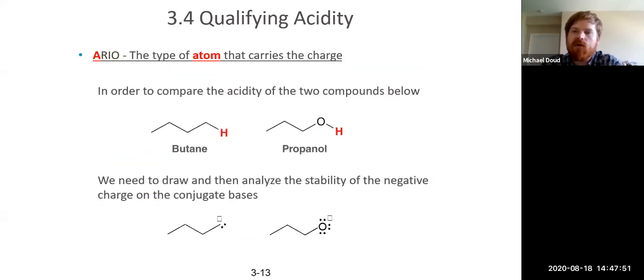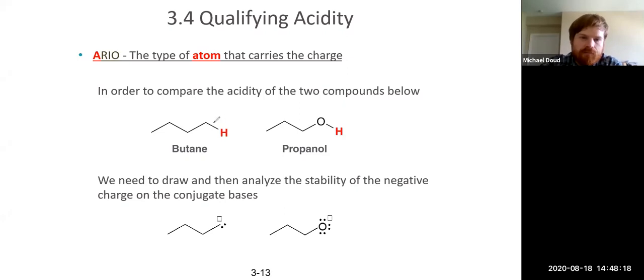Okay, starting from A, the atom that carries the charge. So if we evaluate the acidity of butane versus the acidity of propanol, the first thing we're going to do is, remember, we're not focused on the acid itself. Instead, what we want to look at is the conjugate base. So here, if butane gives up its proton, it's going to have a lone pair on the carbon atom.